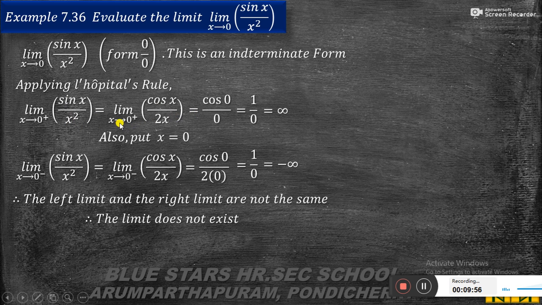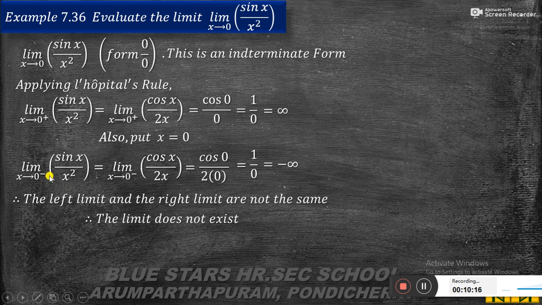Now I substitute x equal to 0. So cos 0 by 0. 1 by 0 means there is a 0 in the denominator, and the value is infinity because 1 by 0 is infinity. Substituting x equal to 0, we get the answer infinity.